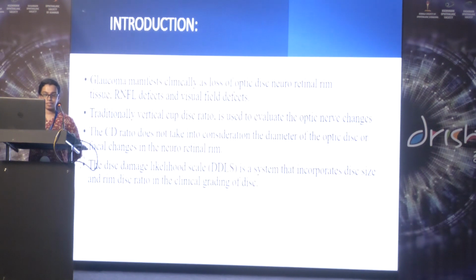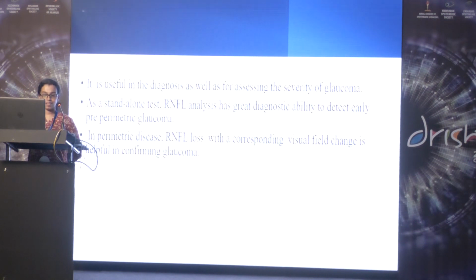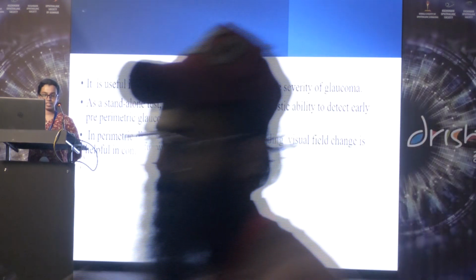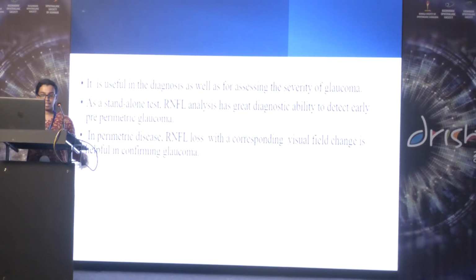The disc damage likelihood scale is a system that incorporates disc size and rim disc ratio in the clinical grading of disc. It is useful in diagnosis as well as for assessing the severity of glaucoma. As a standalone test, RNFL analysis has great diagnostic ability to detect early pre-perimetric glaucoma, and in perimetric disease, RNFL loss with a corresponding visual field change is helpful in confirming glaucoma.